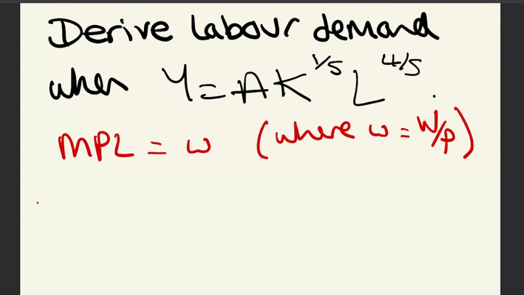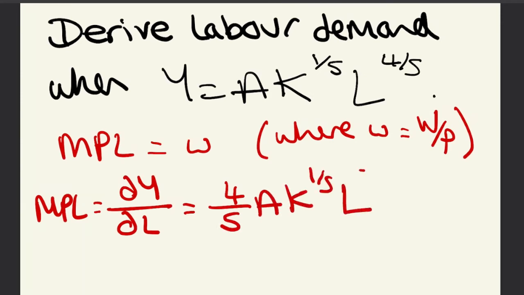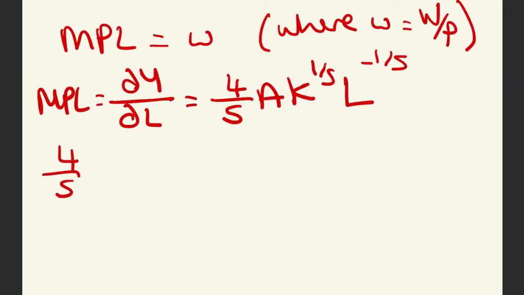So what do we need to do? We need to first find the marginal product of labour. Well, that's just a fancy way of saying delta Y by delta L. So differentiate the production function you've been given with respect to L. When you do that, we're going to bring that 4/5 power down, and then we're going to minus 1 from the power. So we're going to get 4/5 A K to the 1/5 L to the minus 1/5. So let's now go and set that equal to little w, because we know that's the condition that needs to hold when we are maximising profit.